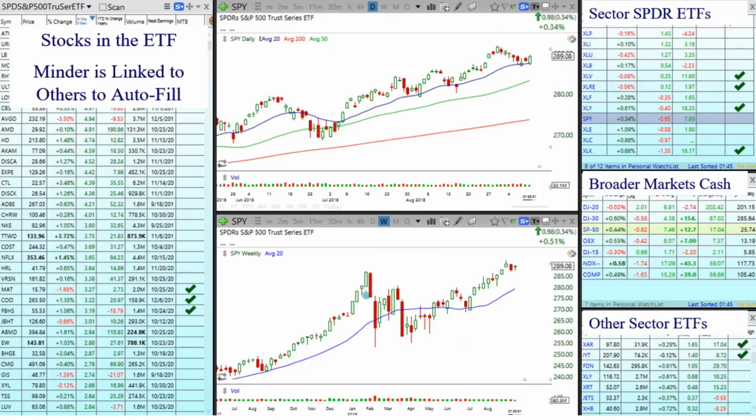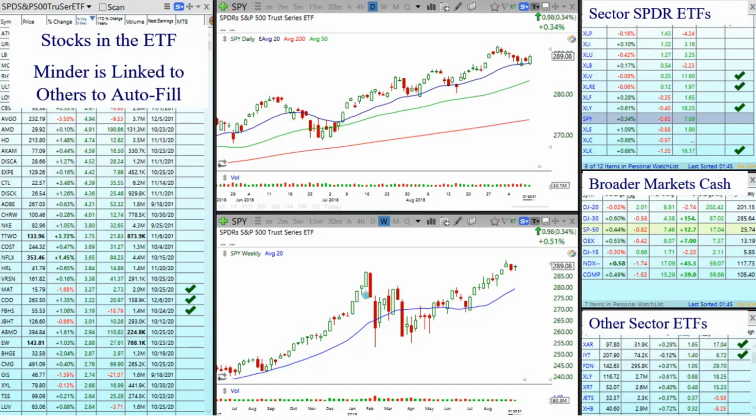And this is that same page that I showed you before, where you have stocks in the ETF that are linked. And as you click on those particular ETFs or the broader market, it's going to fill that particular minder in with the information that you put in that particular minder. And then you start going through and looking at the charts.